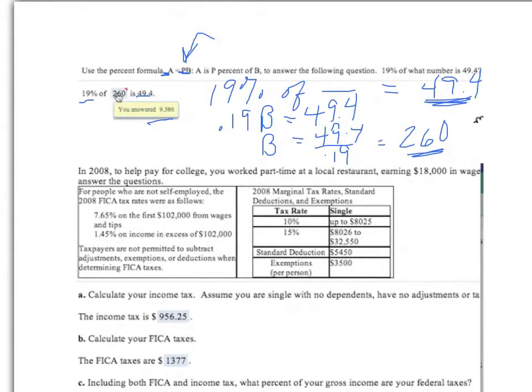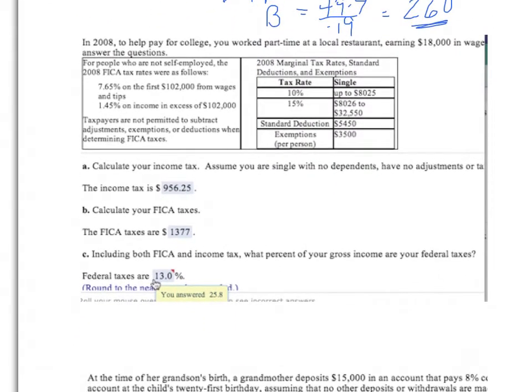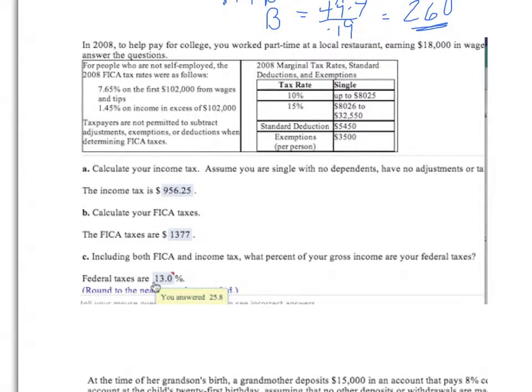For the next problem, let's see, if I scroll up a little bit here, the calculation that you need to do is, and I don't know how you got 25.8, I couldn't figure that out, but what you need to do is figure out, if you include both FICA and income tax, what percent of your gross income are your federal taxes. So that's again the percent equation. A is equal to P times B.